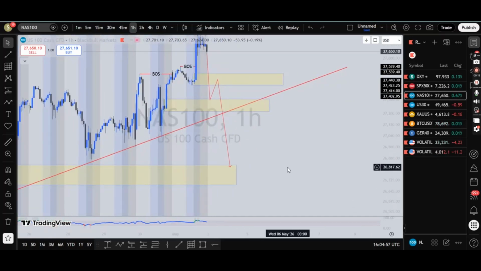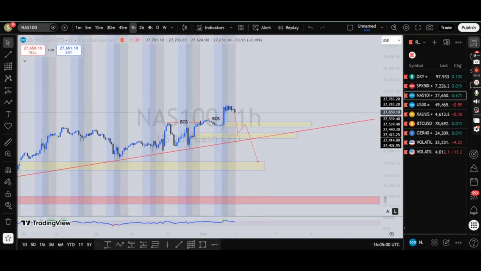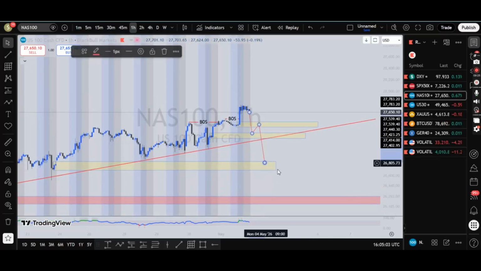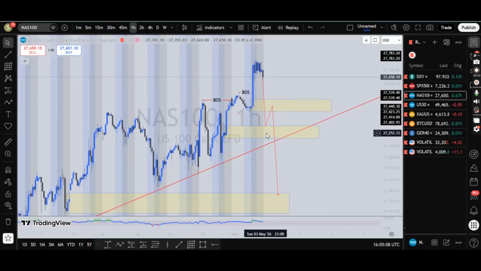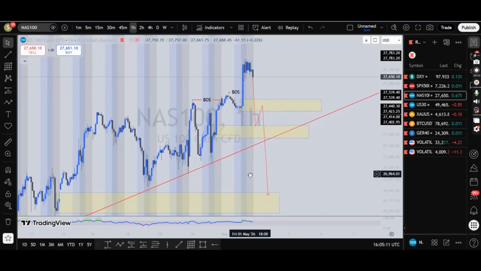So here lies the case. You have to prepare to lose. That means your risk management should be in check, because I am looking into 3 different zones. This is my first zone, this is my second zone, and this is my extreme zone.